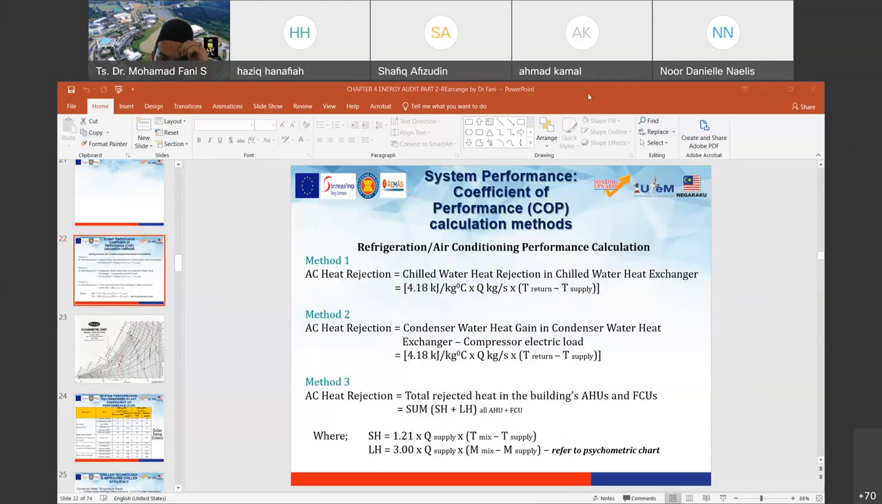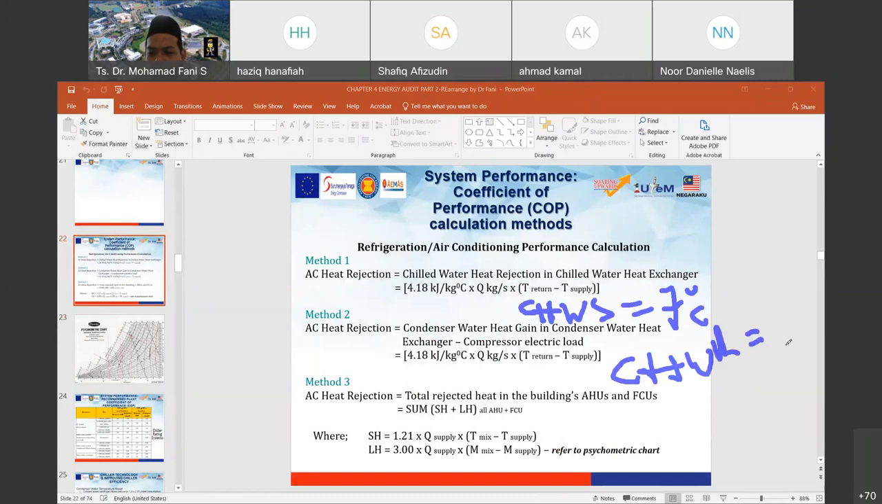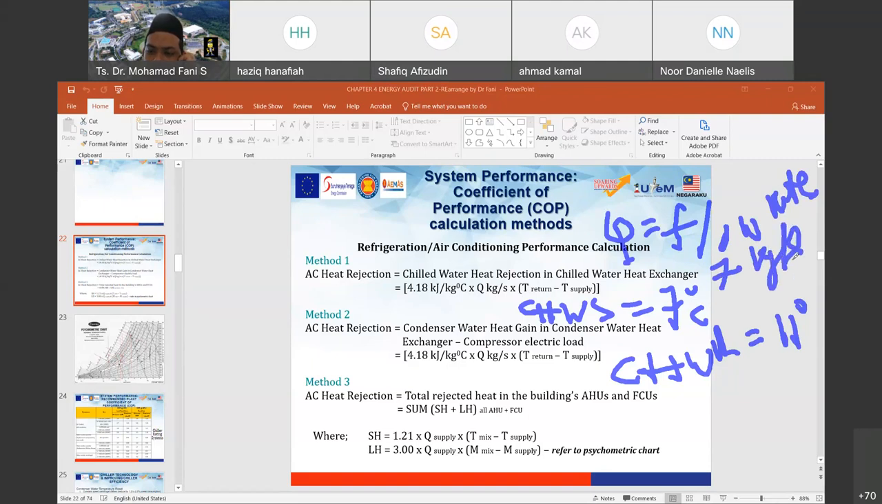For example, the chilled water supply is about 7 degrees and return about 11 degrees. Q is the flow rate of the chilled water inside the pipe. So for example, you got about 7 kg per second for the flow rate of the chilled water inside the piping. So put the values here, 7 and 11.